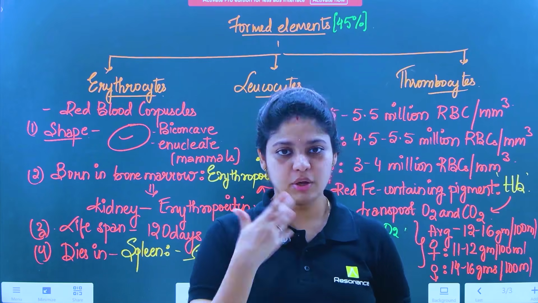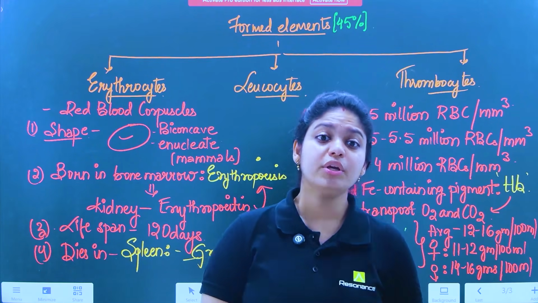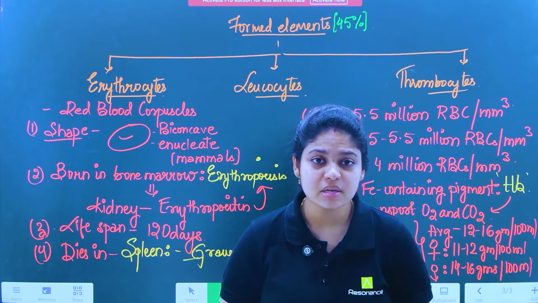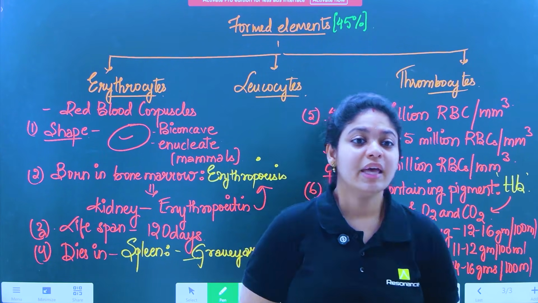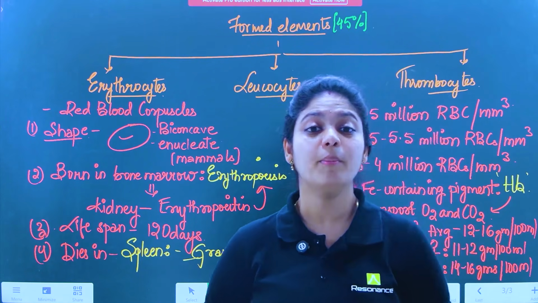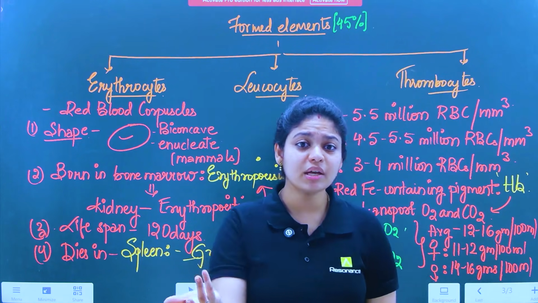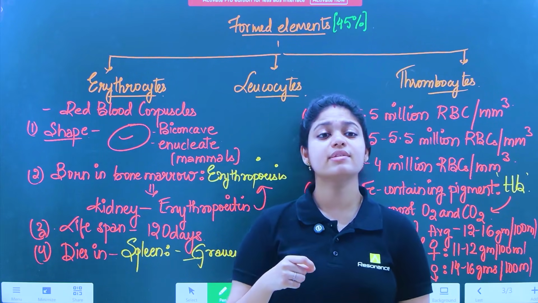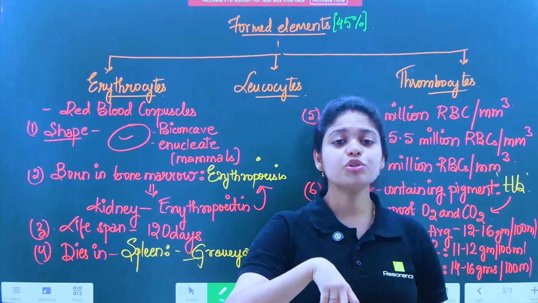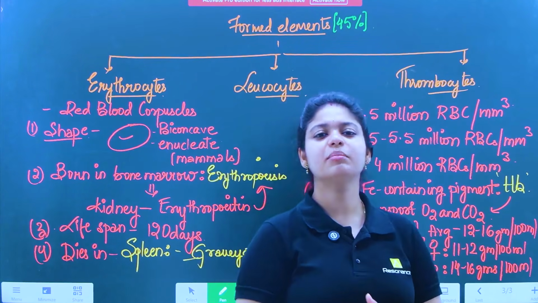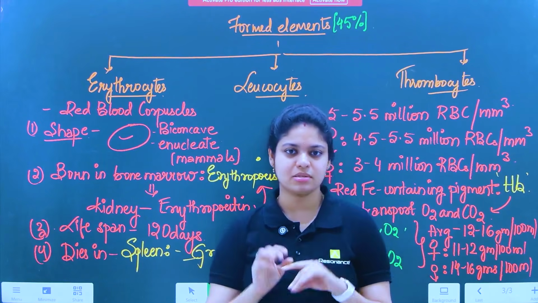Where is the RBC born? We know the shape. Now we should know where it is born. It is born in the bone marrow, by the process of erythropoiesis. Who is doing erythropoiesis? Kidney produces a hormone called erythropoietin, which will help in the erythropoiesis. Erythropoiesis is nothing but formation of RBC.